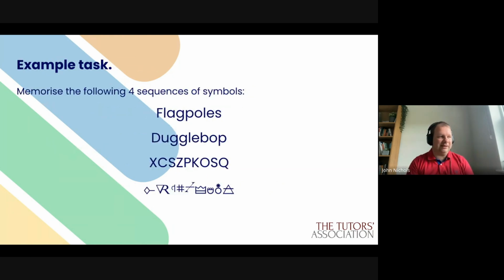There's an example task here. We've only got 9 minutes. I'm going to go quite quickly. But these 4 sequences of symbols, I'm not actually going to get you to do the whole task. But if I take this away in a minute, who reckons they're going to remember the first sequence of symbols? The top one. Put your hand up if you think you're going to remember that in 5 minutes' time. Everyone backs themselves. Who reckons they're going to remember the second sequence?